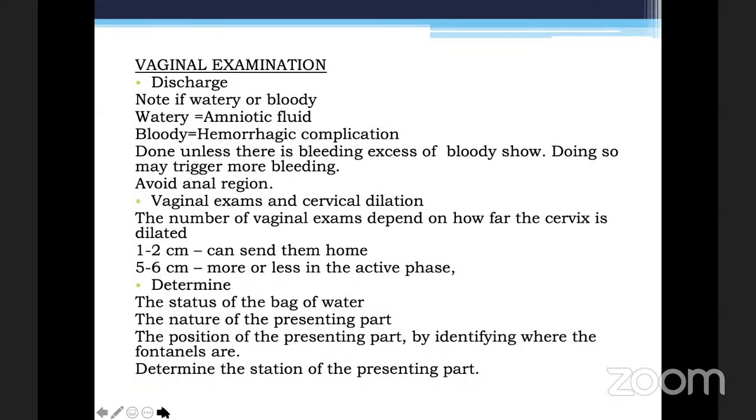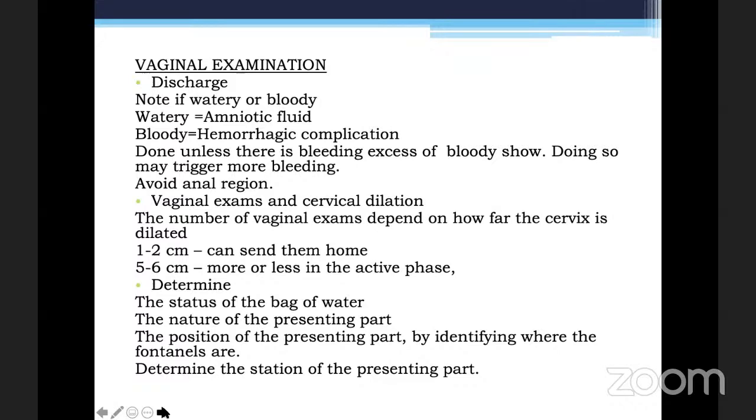Vaginal examination. Discharge: note if watery or bloody. Watery is amniotic fluid. Bloody is a hemorrhagic complication. Vaginal exam is done unless there is bleeding, as excess blood shown may trigger more bleeding. Avoid the anal region.